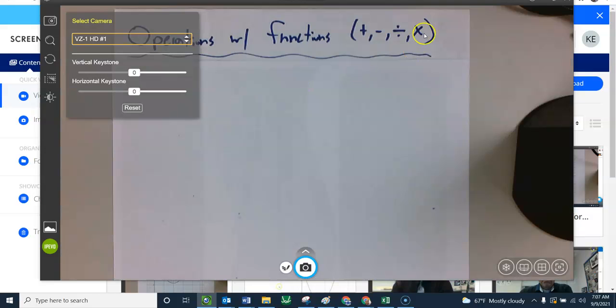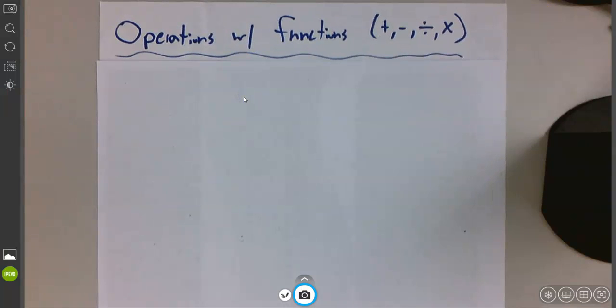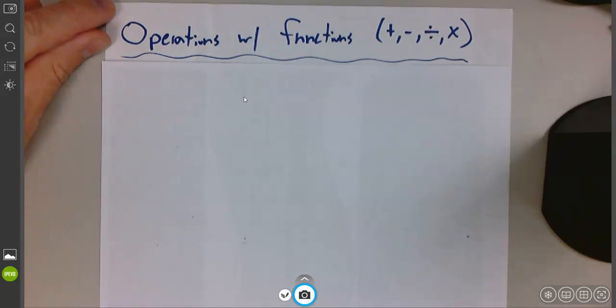So what we're going to focus on today are operations with functions. We have these functions, but we can do things with them. Obviously, we can add, subtract, multiply, divide. There are other operations that we can do with these functions as well, and we'll cover those in a second. But let's just do a quick recap and practice a few of these.